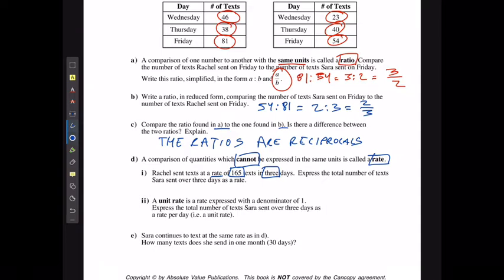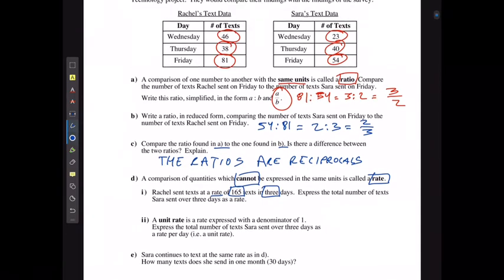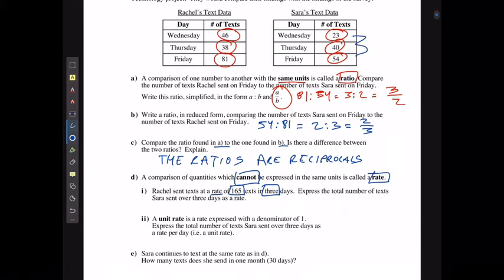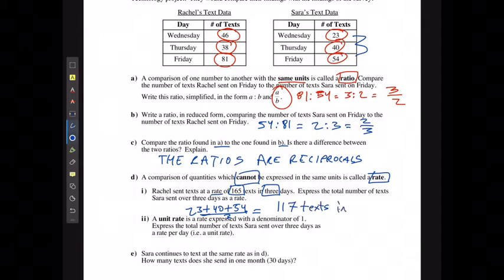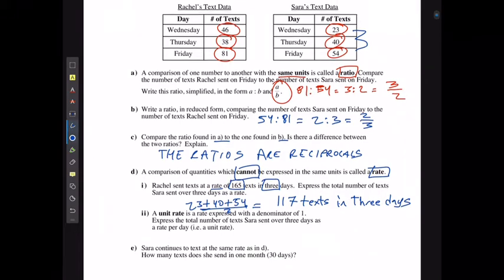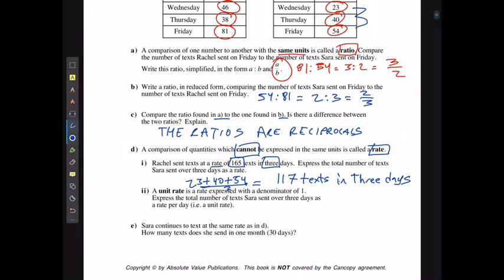Well, the rate, if I'm doing it for Sarah, is I'm going to take all the texts she sent over those 3 days, 23 plus 40 plus 54, and divide it by 3 days. So I have 117 texts in 3 days. If I'm doing it as a unit rate, then I would divide the number of texts by the number of days I did it over, and I'd say that it was 39 texts per day.